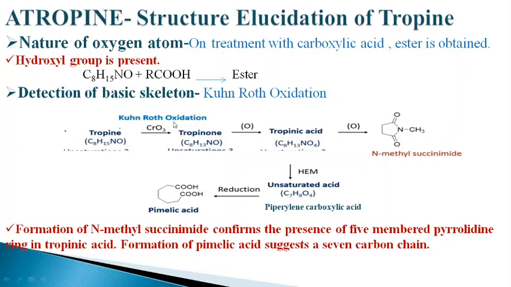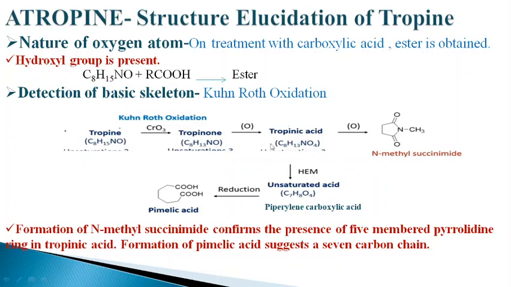N-methylsuccinimide. This is the final product of Kuhn-Roth oxidation. The inference is drawn from the formation of N-methylsuccinimide: the presence of a 5-membered pyrrolidine ring in tropinic acid. 5-membered, 1, 2, 3, 4, 5. This 5-membered pyrrolidine ring is present, and also a methyl group is present on the nitrogen atom. These two inferences are drawn from this oxidative product.